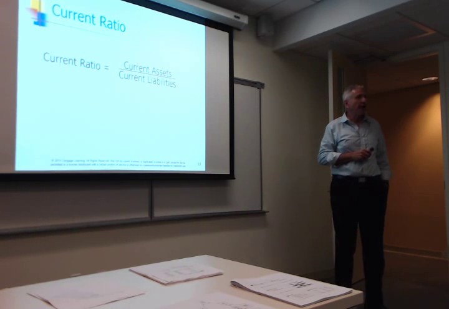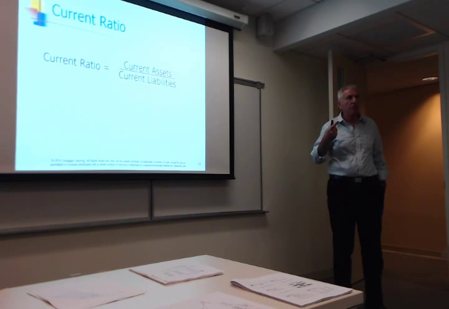So therefore, if you had a current ratio of 1, that would say that your current liabilities are equal to your current assets. Right? The higher the ratio, the better, because it says that you've got more assets than you have liabilities.